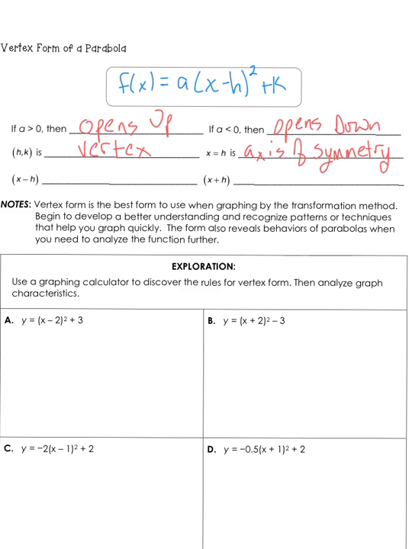And then if you have an x minus h, remember that's the opposite of what you think it is. So your movement will be a right move. And then if you have x plus h, that would be a left move. What they don't say, and probably should be on here, is that if you have a positive k, that equals an up move, and a negative k equals a down move.